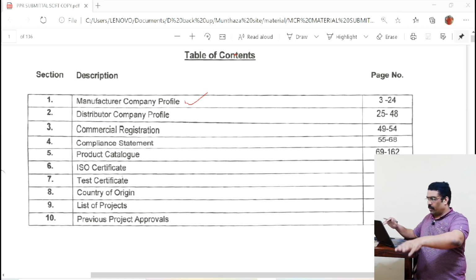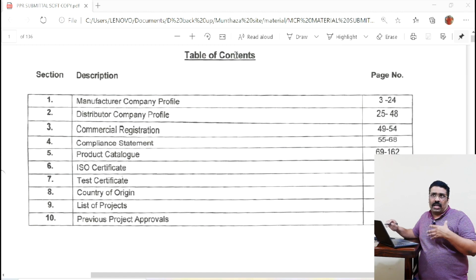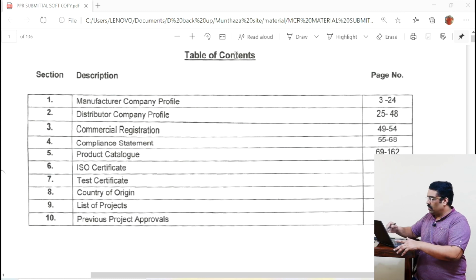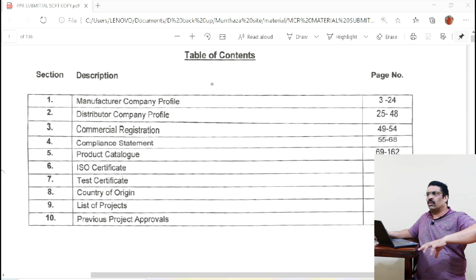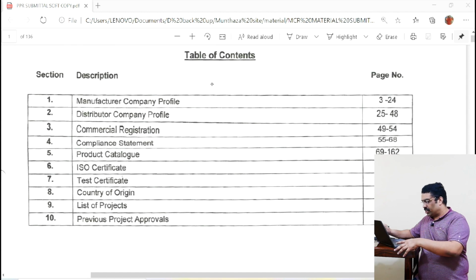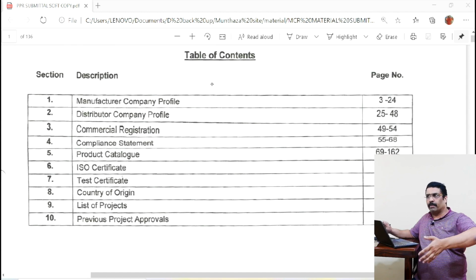It should be attached first. Next, if the manufacturer is not directly selling to you, maybe some dealers or distributors are there. Their profile needs to be attached. This is so the consultant can understand how familiar this brand is. Also the commercial registration. Maybe they have the company, they have government certifications like the factory certificate. There are commercial registrations that need to be submitted.